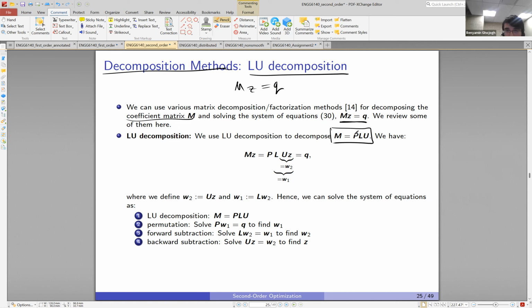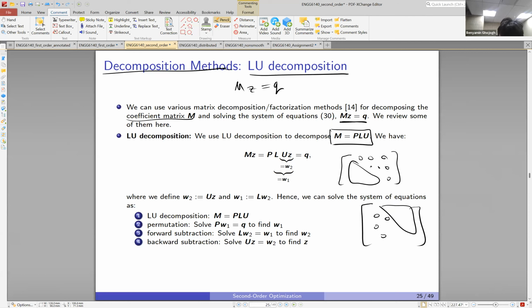So you decompose M into P times L times U, and L is a lower triangular matrix. It means that it's like this, so it's 0 here and nonzero elements here. U is upper triangular, which means that it's like this, 0 here. And P is a permutation matrix. It means that it has only one 1 in each column and in each row, and the others are 0. This P permutes the columns and rows of L here.